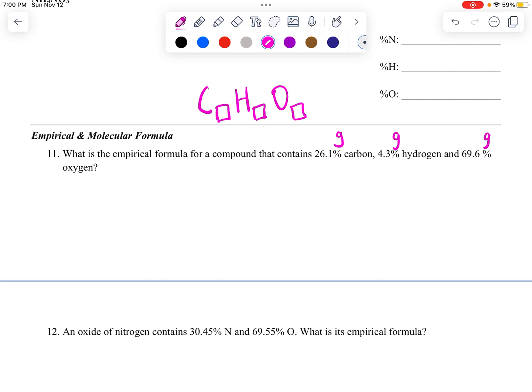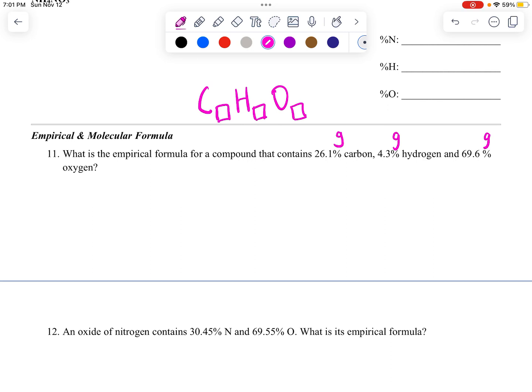26.1% of whatever amount is always going to be carbon, 4.3% hydrogen, and 69.6% oxygen. So that could be 1 gram that I put inside this machine, or 100 grams or 1,000 grams, it doesn't matter. The reason I'm turning that into grams is because they all add up to 100 grams. It's very convenient and very easy to calculate. So just turn those percentages into grams.